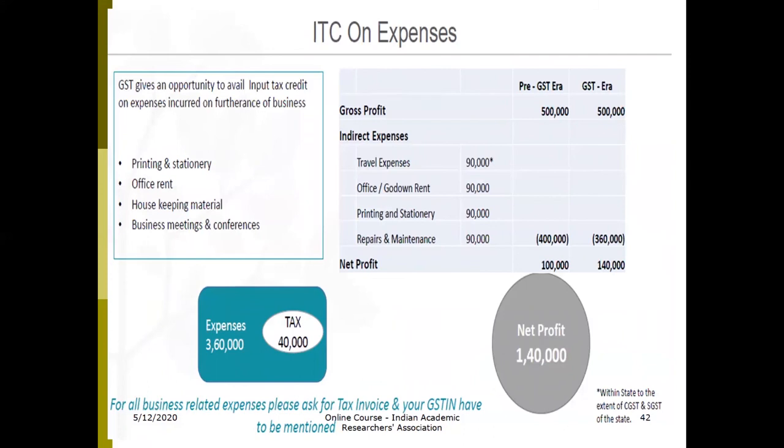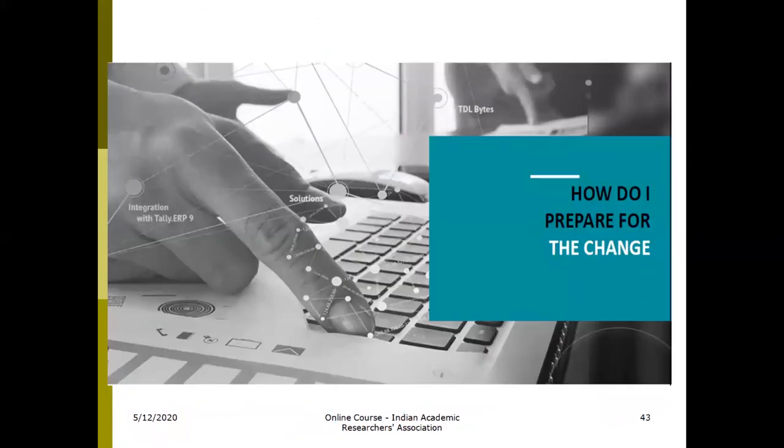Now, input tax credit on expenses. There is an example. You see the pre-GST era gross profit and the post-GST era gross profit in both cases were 5 lakhs, but indirect expenses are travel expenses 90,000, office and godown 90,000, printing and stationery 90,000, repair and maintenance 90,000. So in the pre-GST era it was 4 lakhs because there was no input tax credit. Now input tax credit is 40,000. So from 4 lakhs, expenses become 3,60,000 in the post-GST era, but it was 4 lakhs in the pre-GST era. So in the post-GST era, the net profit increased from 1 lakh to 1,40,000, and this is the benefit of availing GST. Now, how do I prepare for the change?